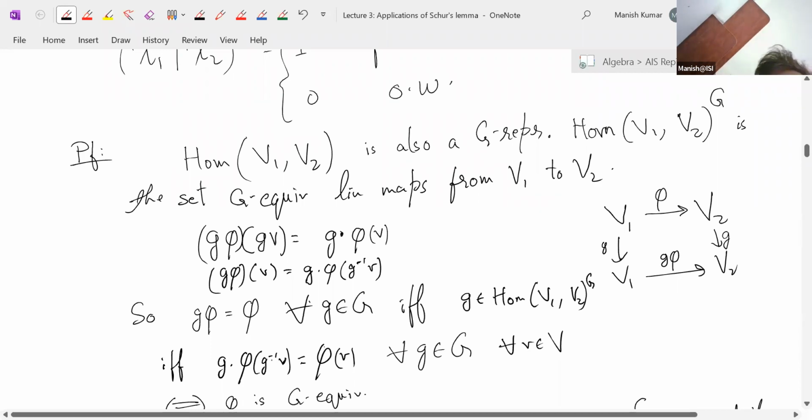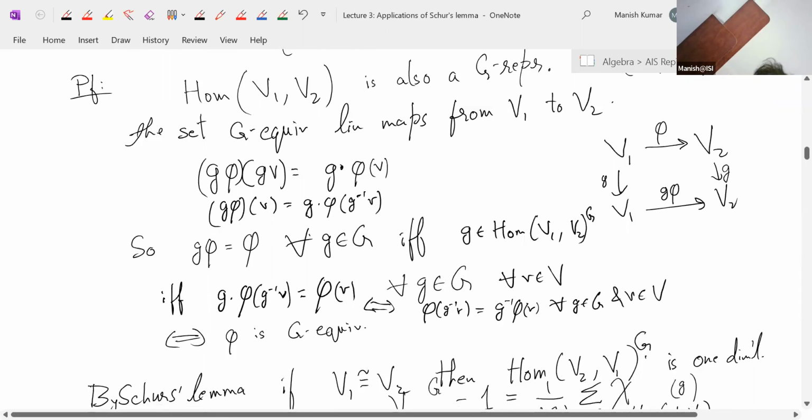Maybe I should have used the earlier formula. But this is the same as saying that phi of g inverse v is the same as g inverse phi of v for all g in G and for all v. But this is precisely what it means to say that phi is G-equivariant. Instead of g inverse, one should put g, but that doesn't matter. It's just reordering. So that tells you that phi is G-equivariant.